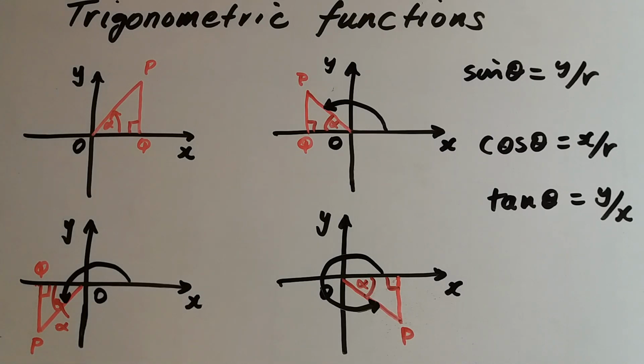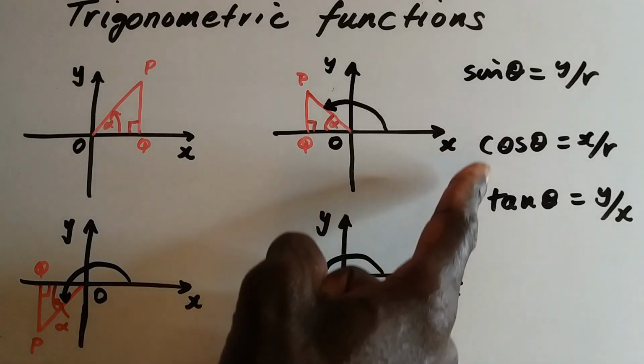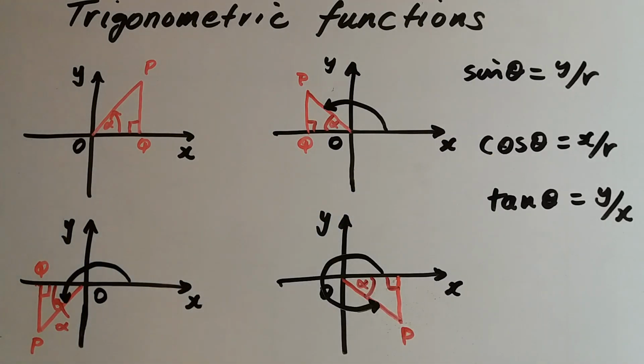We have 4 diagrams here which help us to determine the numerical values of the above ratios. So these are the ratios: sine theta, cosine theta and tan theta.